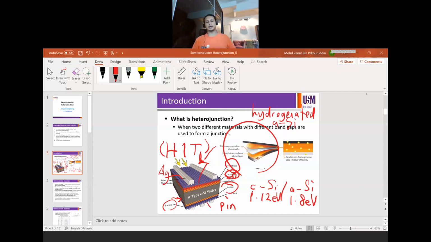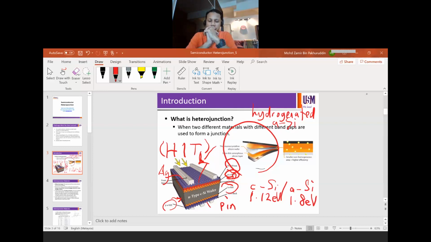Hari tu saya cakap kita boleh pakai either TCO to extract your carriers or just metal contact kan. Tapi kenapa in this case they use both types of contacts? Why do you think? Ada idea tak? Kenapa dia pakai dua-dua sekali? Kenapa tak pakai TCO saja? Any guess? Let's guess. Why is it so? Anyone? Ada idea? Tak ada idea?